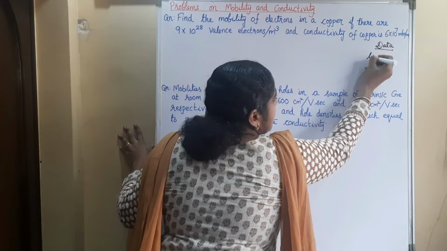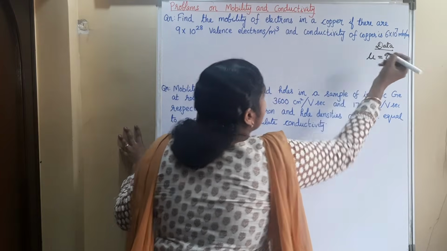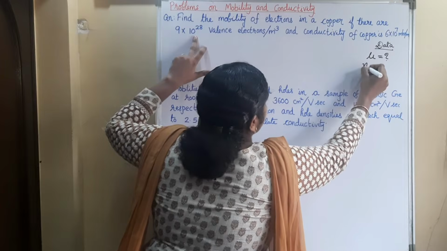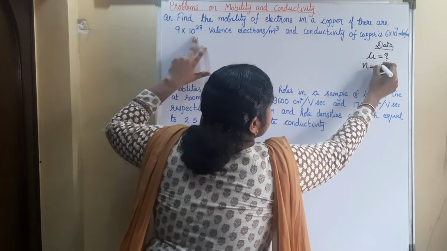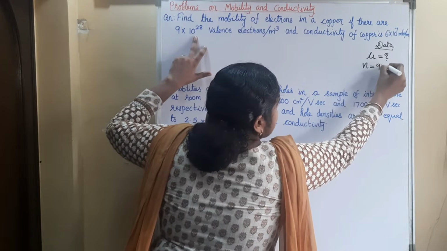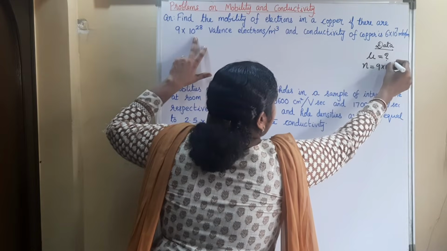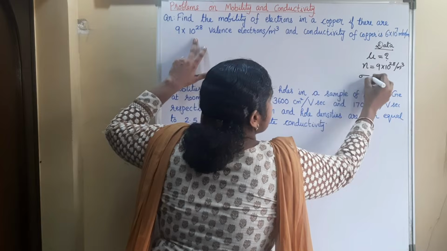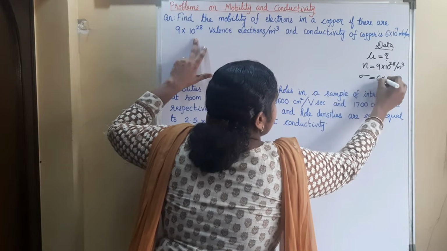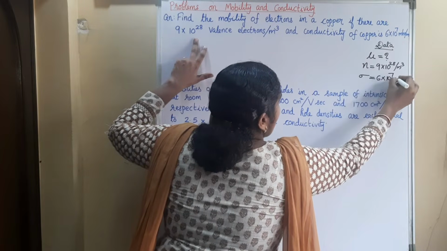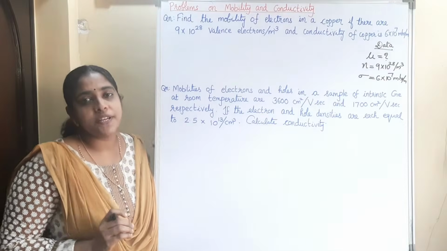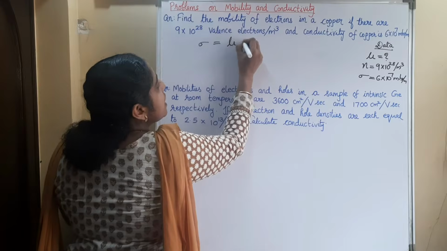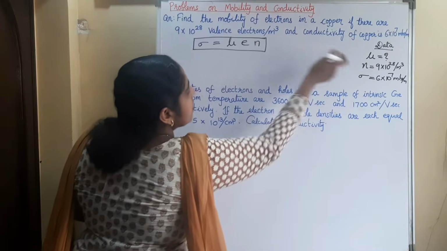Mobility of electron is mu, that we have to find out. If there are 9 into 10 raised to 28 valence electrons per meter cube, so electron concentration is N, that is equal to 9 into 10 raised to 28 per meter cube, and conductivity of copper, that is sigma, equal to 6 into 10 raised to 7 mho per meter. The expression for conductivity is sigma is equal to mu En. What we have to find out is the mobility mu.